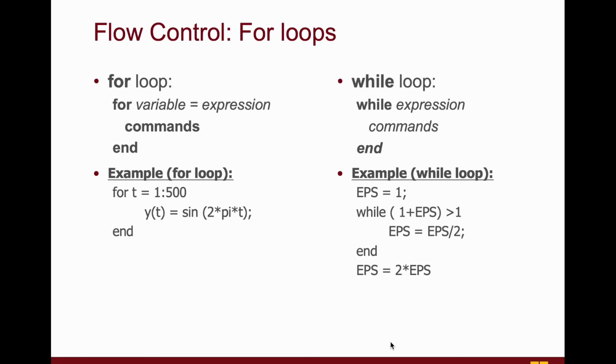Similarly, the while loop has a first line with a while expression, the body of the loop is commands, and in the end, it has an end line. An example is as the following. We have an initial value for the variable EPS equals 1. While 1 plus EPS is larger than 1, we execute EPS equals half of EPS. So each time we cut EPS in half until 1 plus EPS is no longer larger than 1. We will end this while loop. And in the end, we give EPS equals 2 times EPS as our final EPS value.